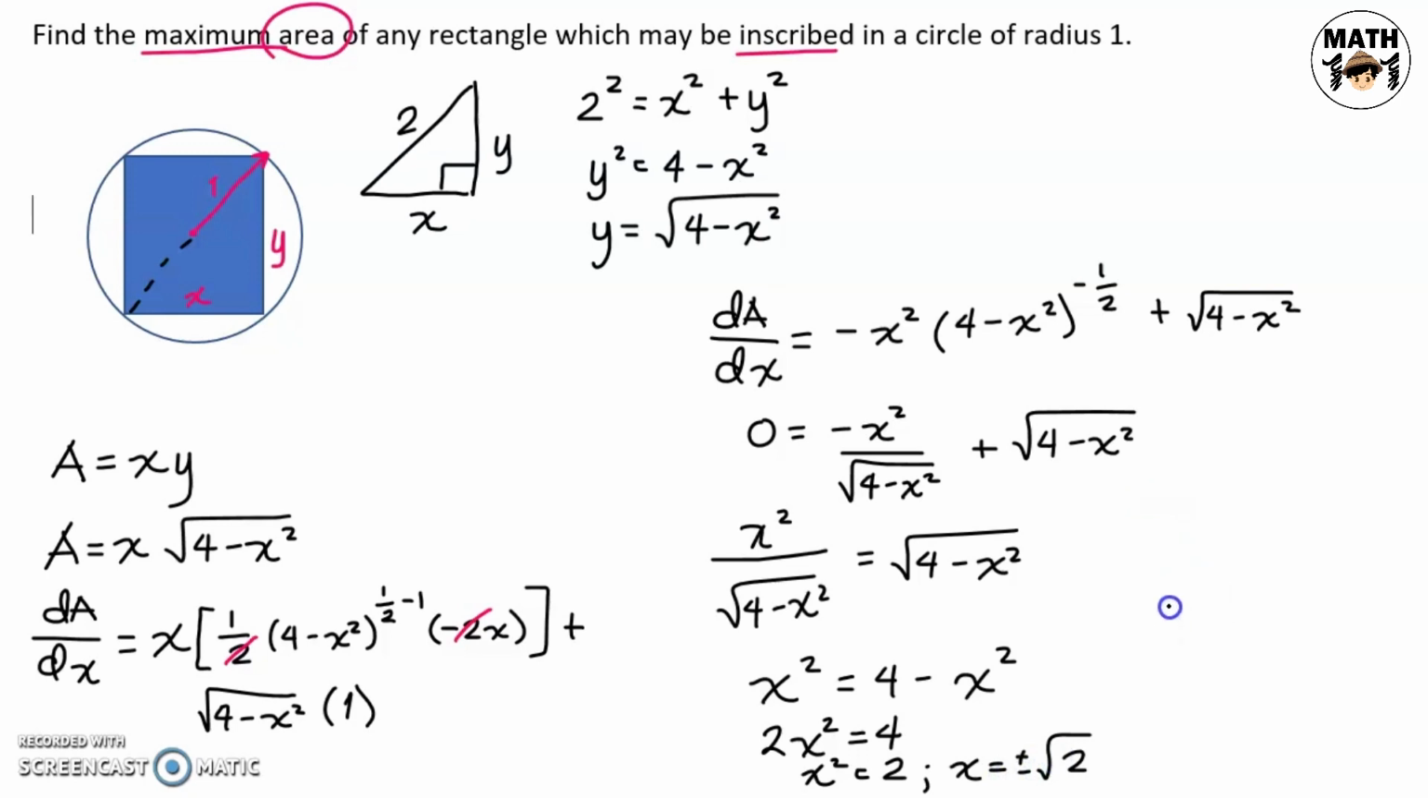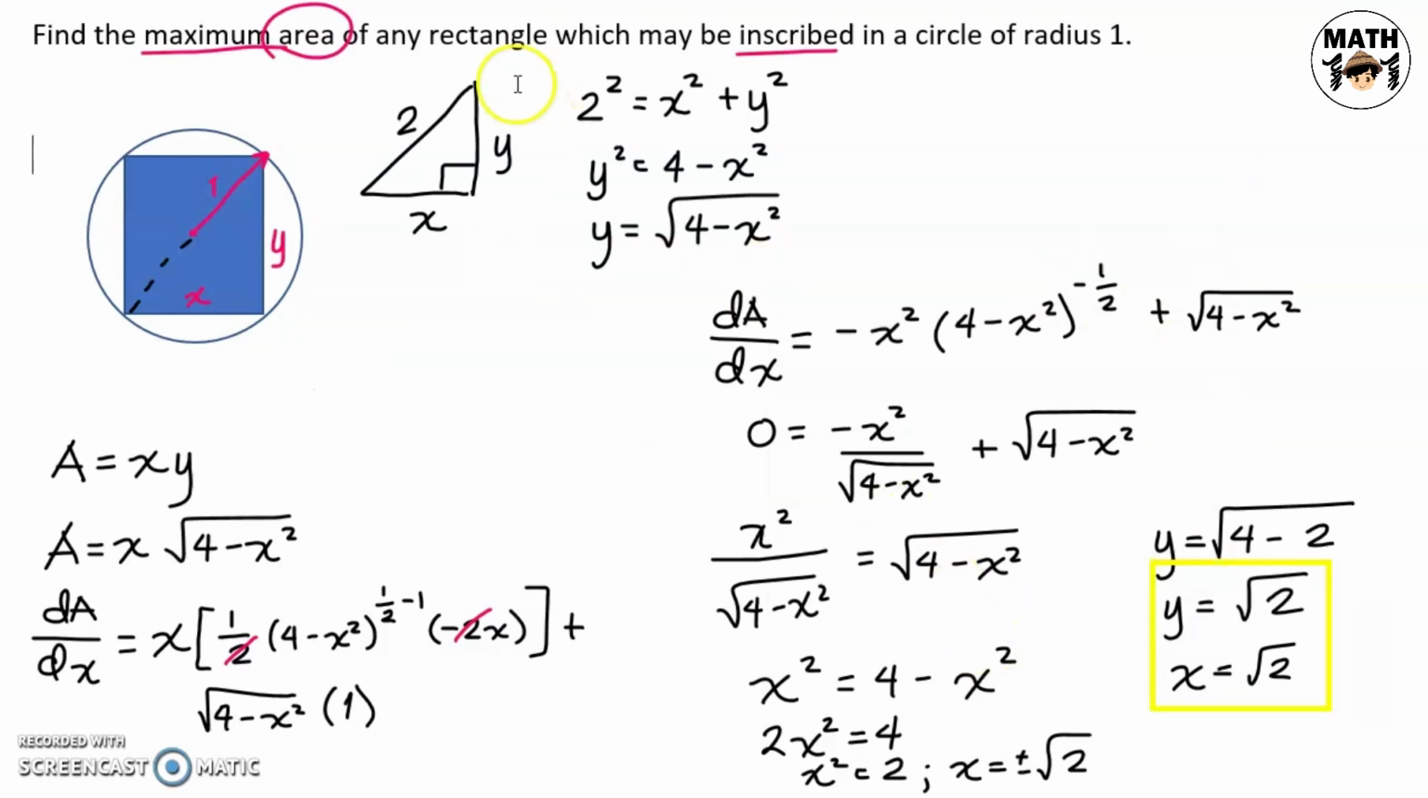So let's now solve for y. Y is just equal to square root of 4 minus x squared. Ito yung x squared, equal daw sa 2. So we have y is equal to square root of 2. Looking at our answers, we solve for x as square root of 2 and y as square root of 2. Kung makikita ninyo, equal sila, meaning yung largest rectangle na pwede nating inscribe sa isang circle is a square. So, yun na yung magiging shortcut natin.